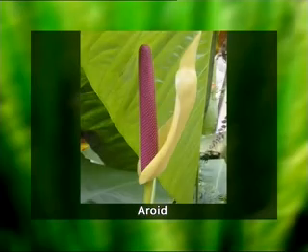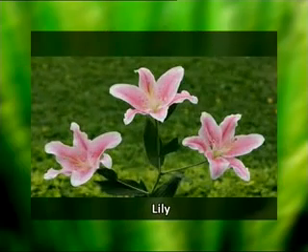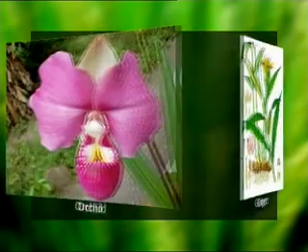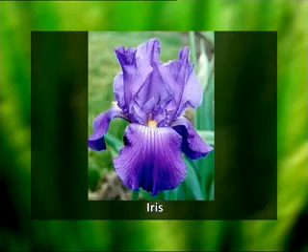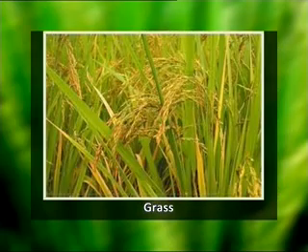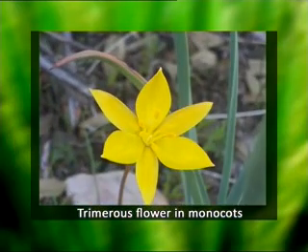Monocots include the well-known aroids, arrowleaf plants, our common lilies, gingers, or the diverse orchids, irises, palms, and the most economically important, grass. Traditionally, the monocots have been distinguished by the occurrence of trimerous floral parts. That means the floral parts are in 3 or multiples of 3.